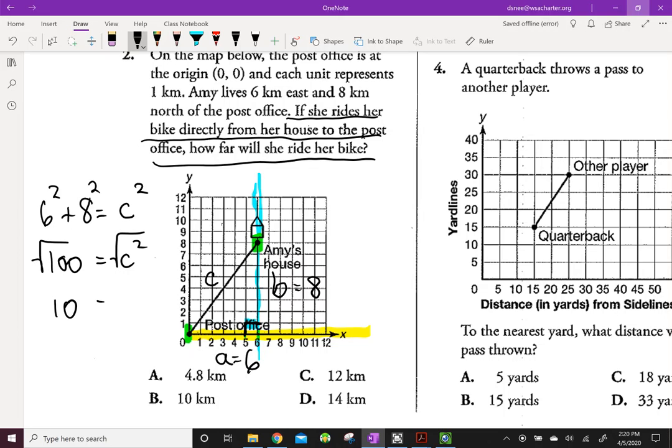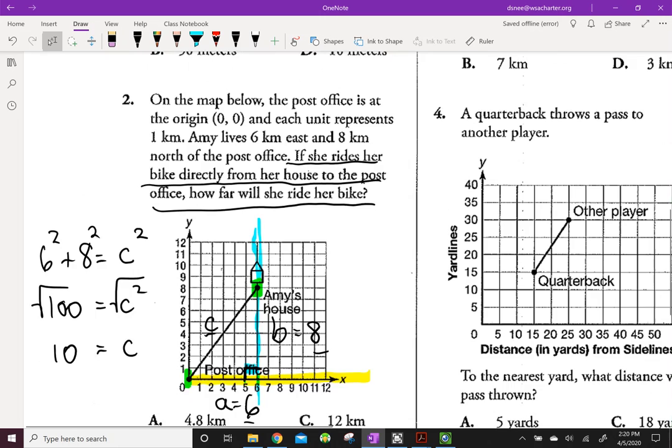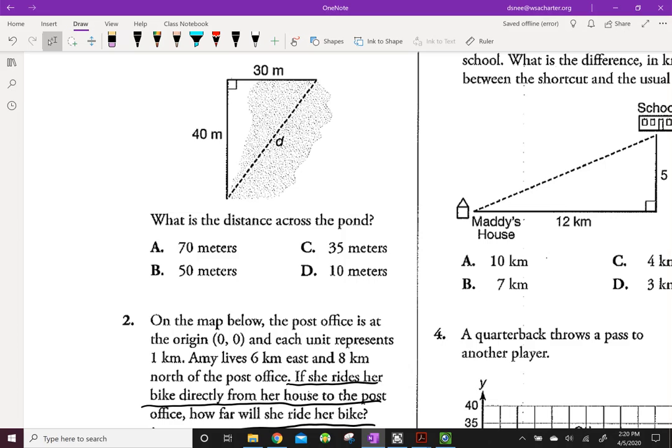Okay, so this is one of those common 3, 4, 5 triangles. The ratio is 3, 4, 5, right? If I divide 6, 8, and 10 by 2, I get 3, 4, and 5. So my answer choice there is B. Okay, number 2, the answer is B. Let's see, in number 1, we found that it was 50 meters.